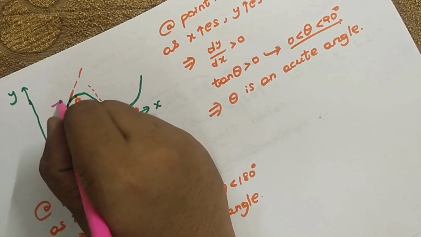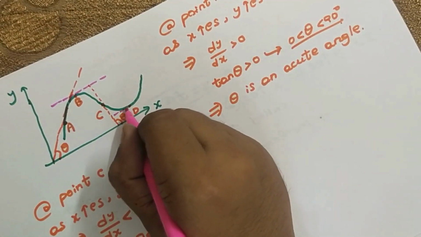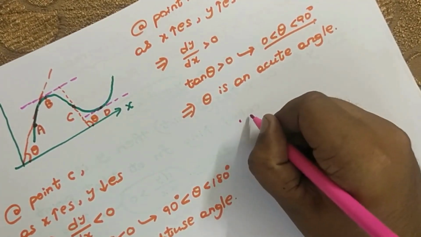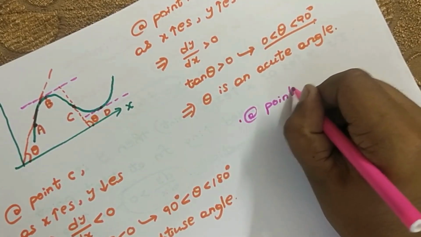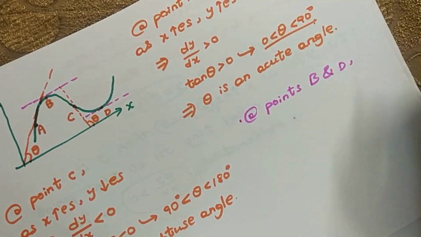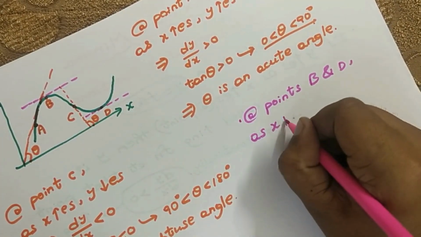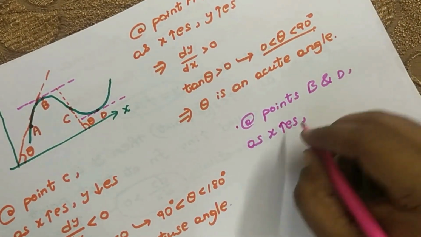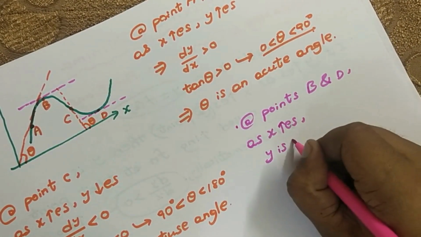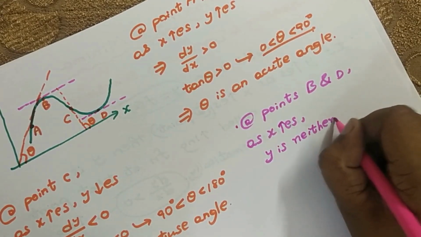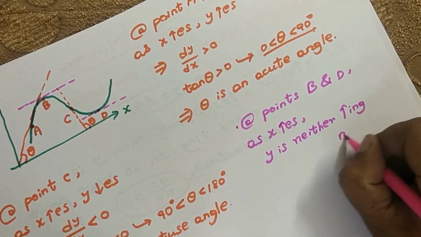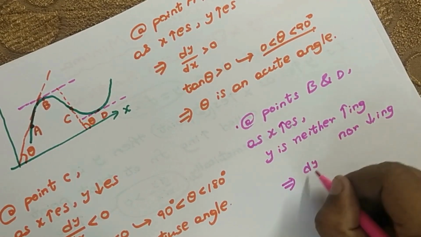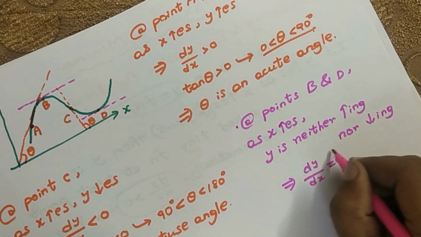Point b is here, and point d, let's mark like this. At points b and d, as x is increasing, our y is neither increasing nor decreasing, right? So y is neither increasing nor decreasing, which implies dy by dx is equal to 0 now.